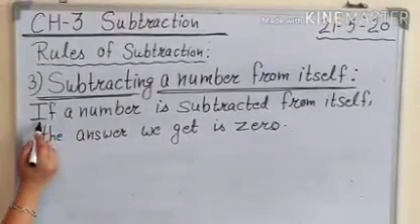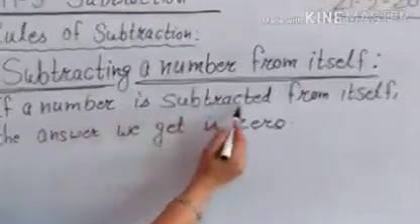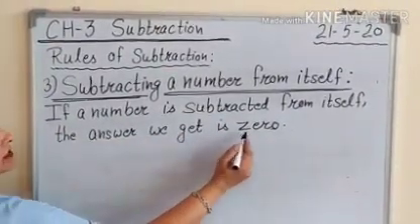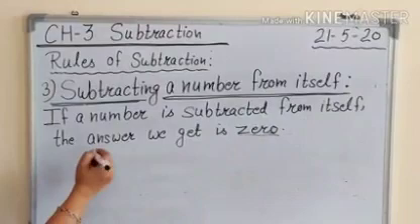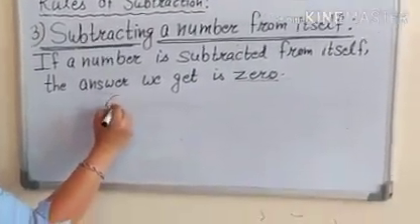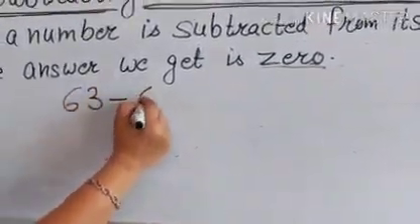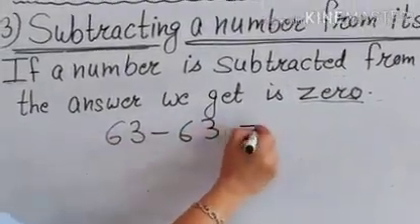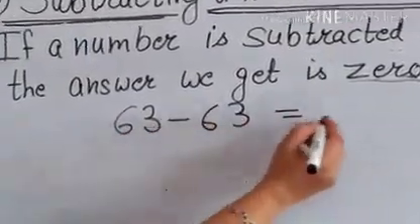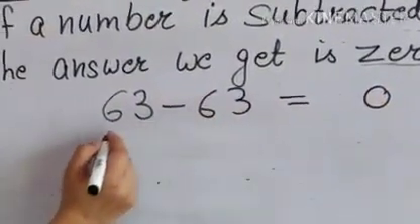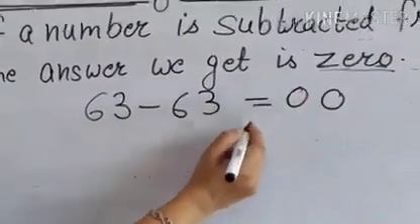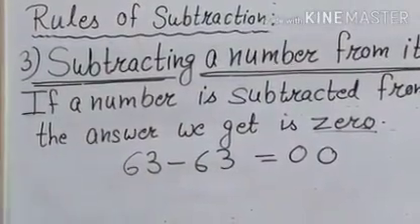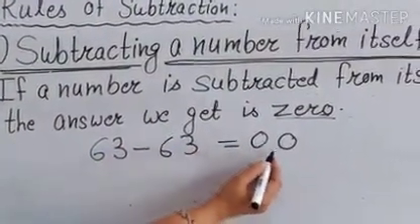Now the next rule of subtraction, subtracting a number from itself. What does that rule tell us? If a number is subtracted from itself, the answer we get is 0. Let me take an example. If we subtract 63 from 63, then what do we get here? 3 minus 3, 0. 6 minus 6, 0. So what we see here is, when we subtract the same number from a number, the answer will be 0.